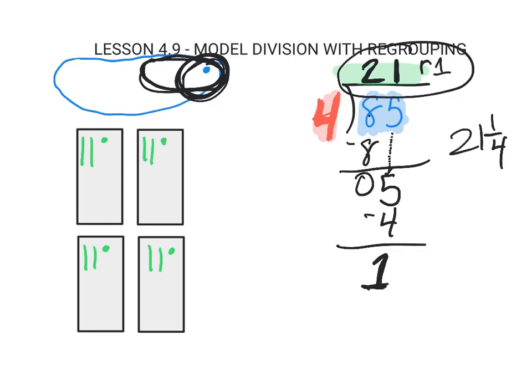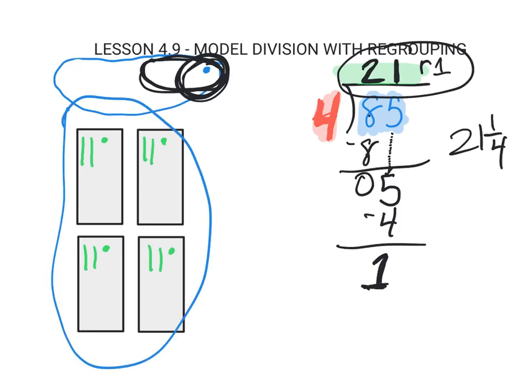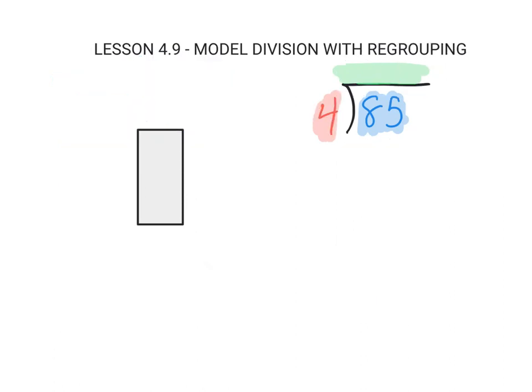But that is your 4.9 lesson. That's modeling division with regrouping. And this will go into lesson 4.10, which is going to be starting to get away from using this model. But this is a super important lesson because it explains, if I didn't have these models here, understanding, let's get rid of all this.